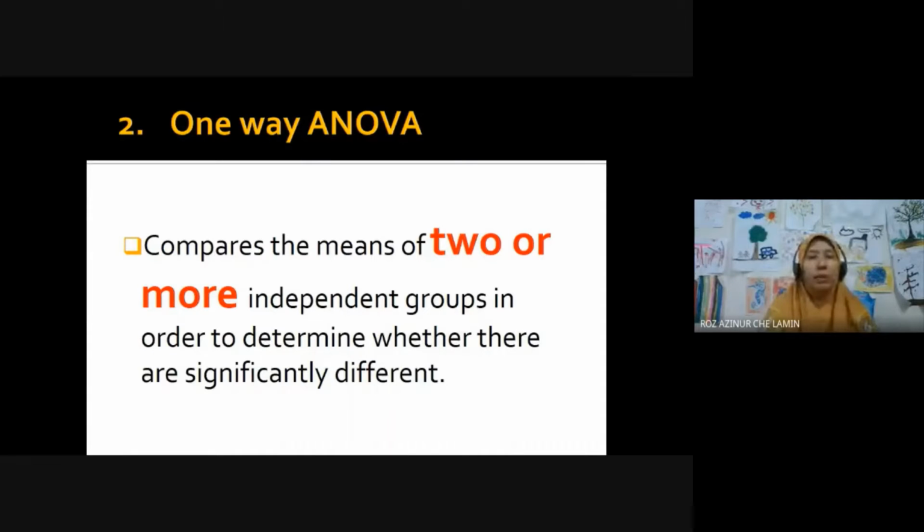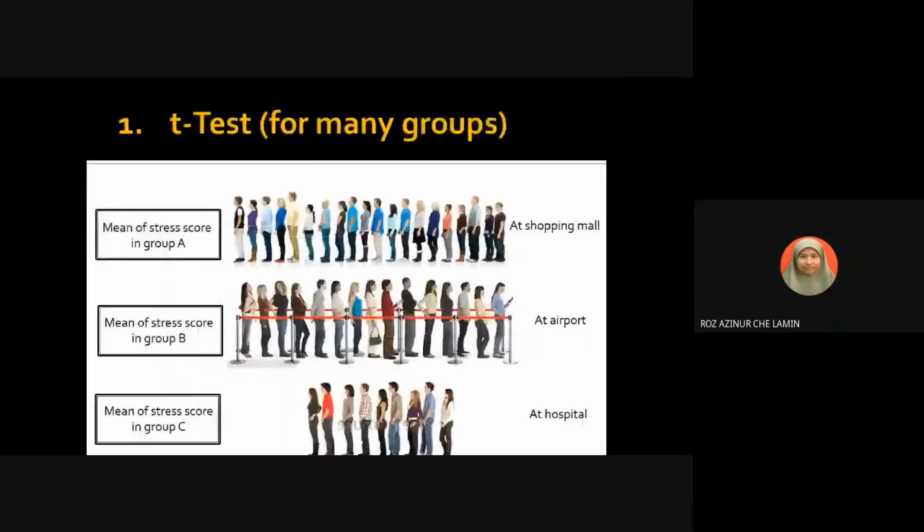The use of one-way ANOVA is to compare two or more independent groups in order to determine whether they are significantly different. It is almost the same as a t-test but for many groups. Here you have group A at the shopping mall, group B at the airport, and group C at the hospital. For all of them you want to look at the mean of the stress score.